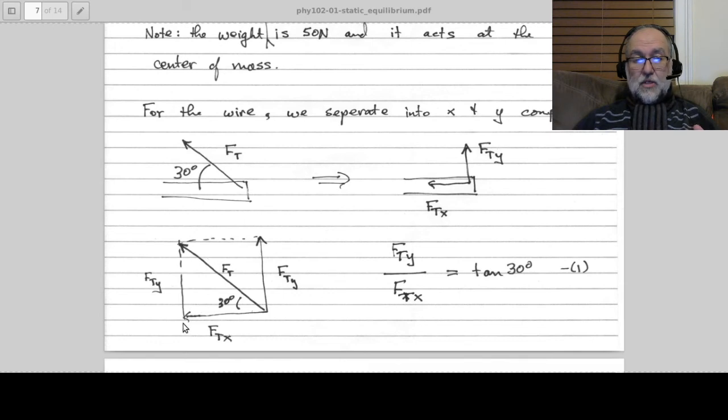So if you take the opposite, which is Fty, and divide it by the adjacent, Ftx, opposite over adjacent is the tangent, and that means that Fty divided by Ftx has to be tangent of 30 degrees. I can't tell you how big Fty is, and I can't tell you how big Ftx is. But the ratio of Fty to Ftx must be such that you get tangent of 30 degrees. That's some number. I don't know what it is offhand, but it's some number.